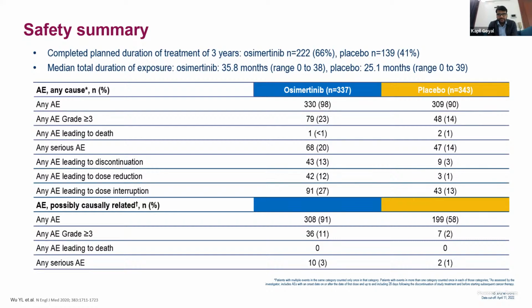The adverse event profile was favorable, with only 23% of patients having any kind of grade 3 or 4 adverse event. Only one patient had an adverse event which led to death, and 13% of the patients had to discontinue their treatment because of adverse events, while 12% of the patients had dose reduction.